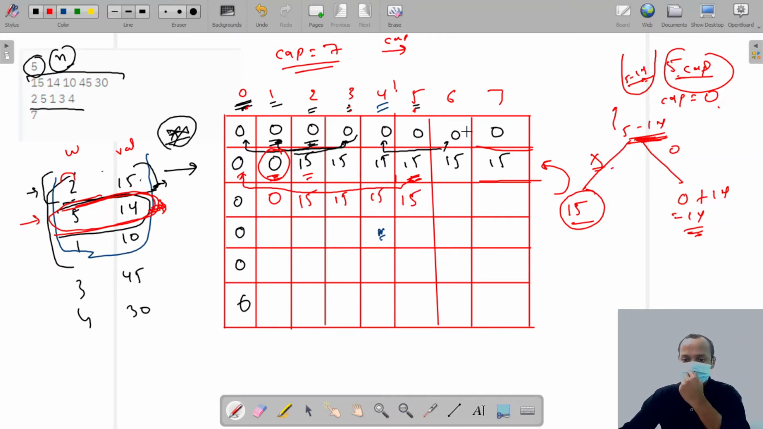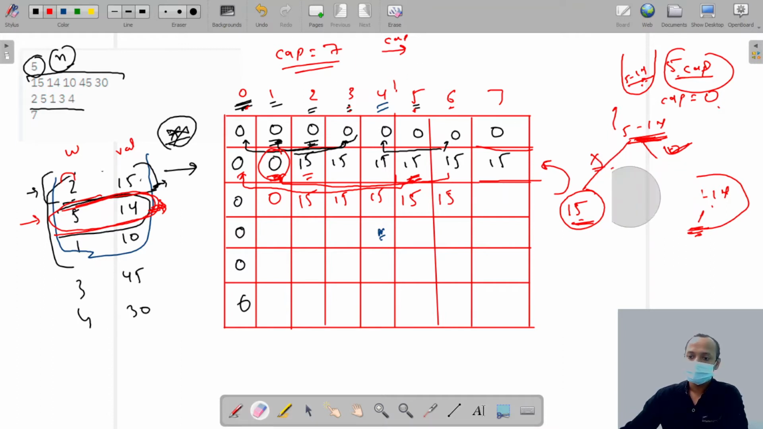Similarly, for the next item, if we exclude, we get 15. If we include this item, the capacity left is 1, and with capacity 1 we get 0. So 0 plus the value of this item, 14, is 14. Which is the maximum, 15 or 14? 15. So I'm writing 15.